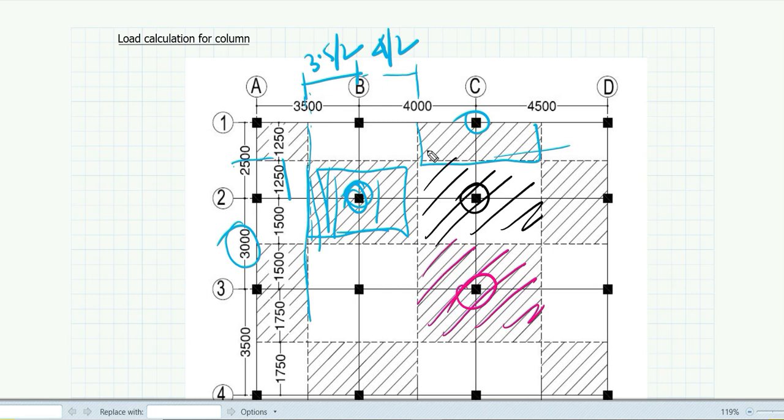Okay, so how to do that? You just take half of all the sections, and then you enclose the areas surrounding the column. Okay, surrounding the column we enclose, and then this particular area will transfer the load to the column which is inside. Okay, this is how we transfer the load from slab to column.